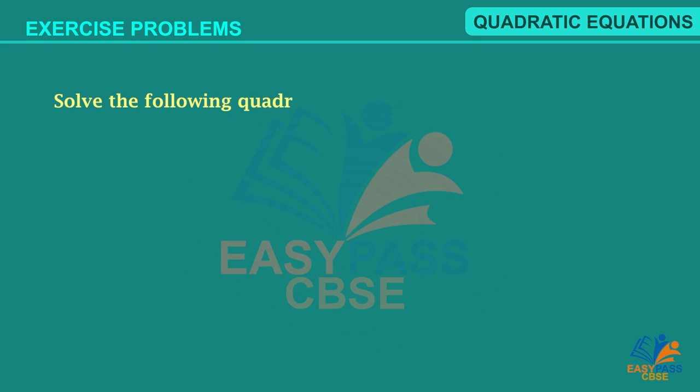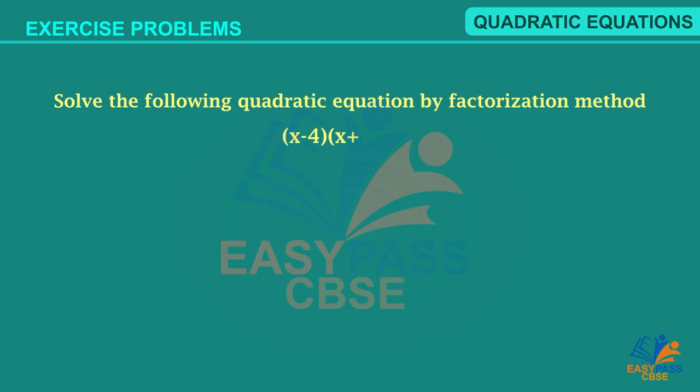Solve the following quadratic equation by factorization. x minus 4 times x plus 2 is equal to 0. This equation is already in factorized form. So x minus 4 times x plus 2 equal to 0.